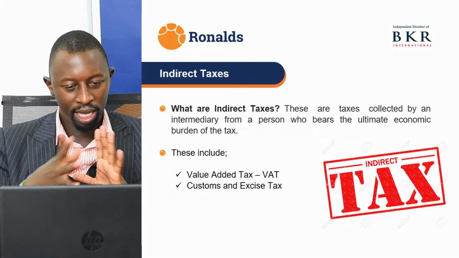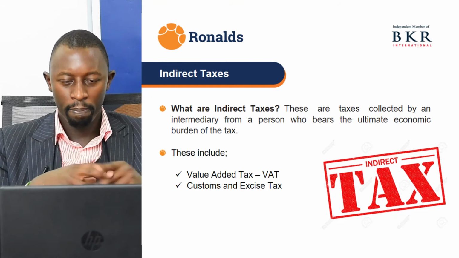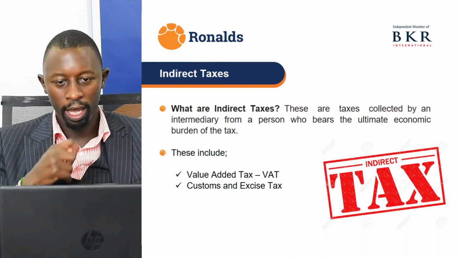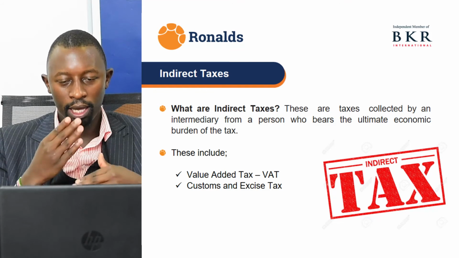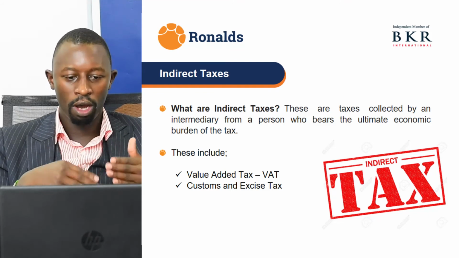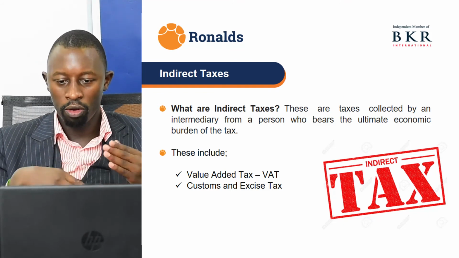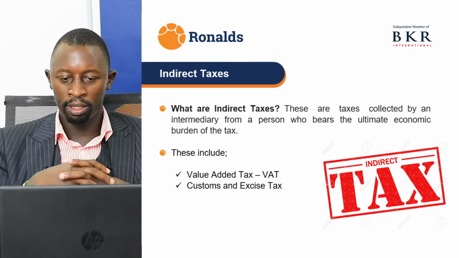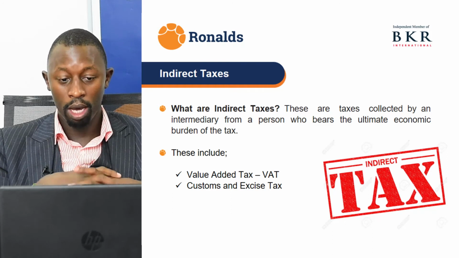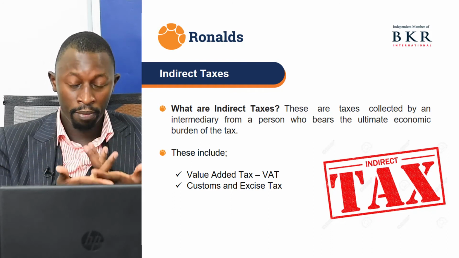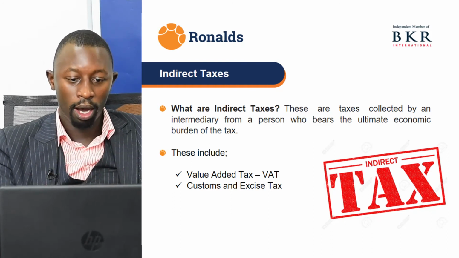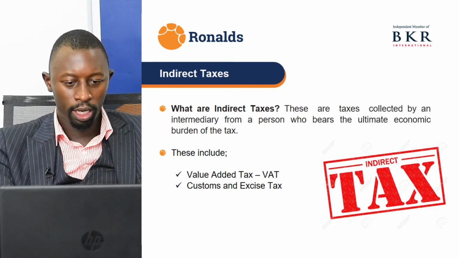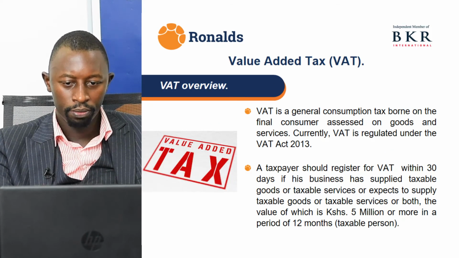So that's why we say it's indirect, because we have the person who is paying, especially to KRA, acting as if it's just an intermediary. You have picked from this person, you have retained your margins, and then you have paid to KRA. So as a business, you find that you become now an intermediary when it comes to these indirect taxes. So let's look at VAT first.